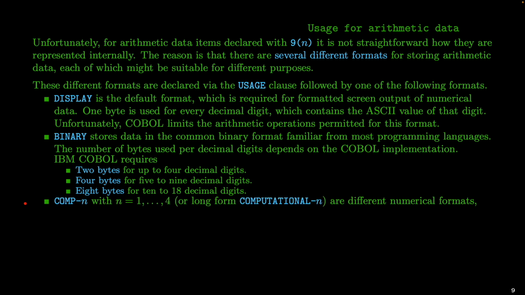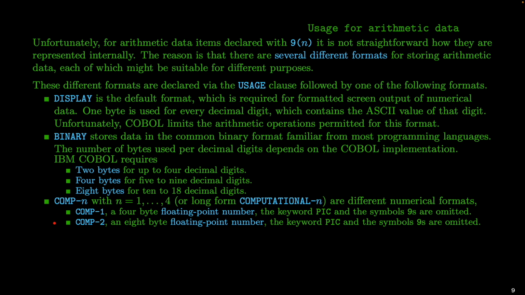Then there's usage computational, or just comp, where we have different subtypes. So comp 1 to 4, where comp 1 and comp 2 are floating point numbers. Comp 1 being a 4-byte floating point number, and comp 2 being an 8-byte floating point number, or a double as it's often called. And these two are rather late additions to the COBOL language.